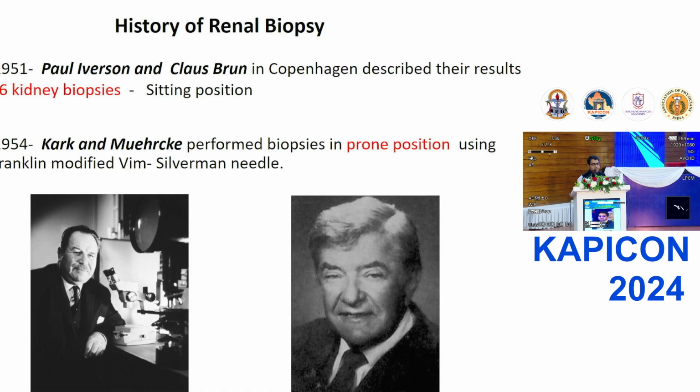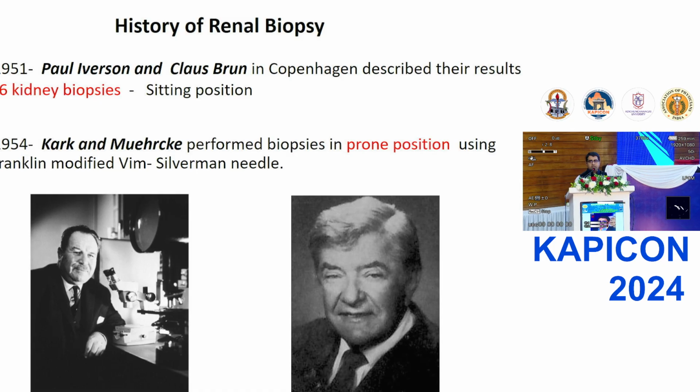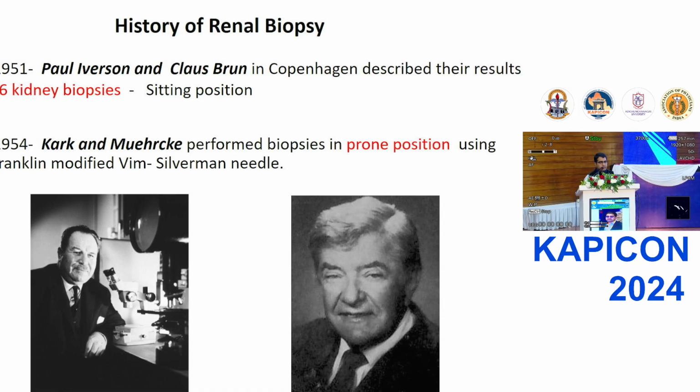Brief history of renal biopsy. The initial biopsies took place in a sitting position in 1951. As that marked post World War II, several innovations started, and that's how we started identifying many diseases and subsequent diagnosis. Kark and Muehrcke introduced the Vim-Silverman needle.